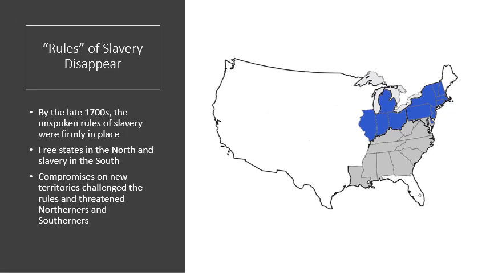So really, there had been kind of unwritten rules of slavery. The free states were in the north, you see here the blue states, and slavery was in the south, you see the southern states. And these are kind of unspoken rules of where slavery was firmly in place. But as I said, as the country begins to expand and they start to add those territories in the westward expansion, the new territories challenge the rules and threaten northerners and southerners.